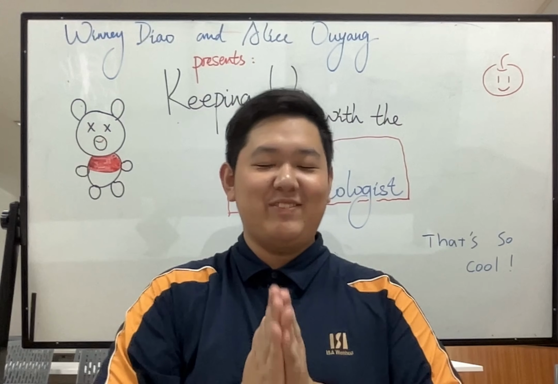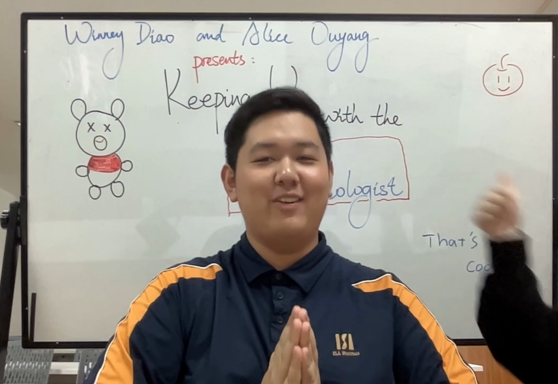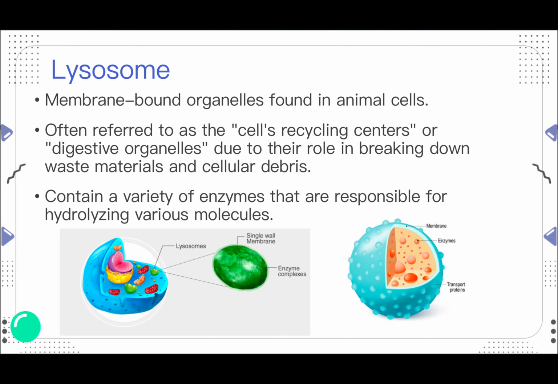Okay, so thankfully we are almost at the end of this very first video, and now we're moving on to lysosomes. Lysosomes are membrane-bound organelles found in animal cells, and they're often referred to as the cell's recycling centers or digestive organelles. This is because of their role in breaking down waste materials and cellular debris. Lysosomes contain a variety of enzymes that are responsible for hydrolyzing, which is breaking down with water, various molecules.